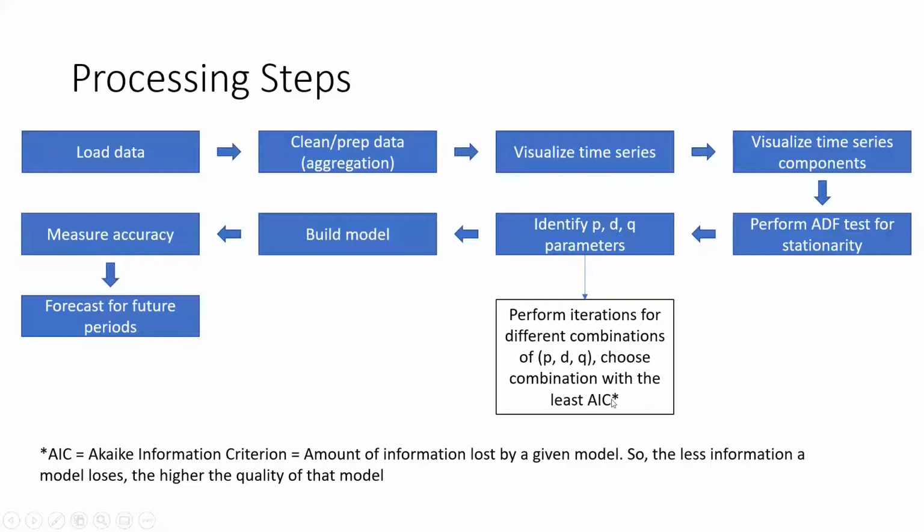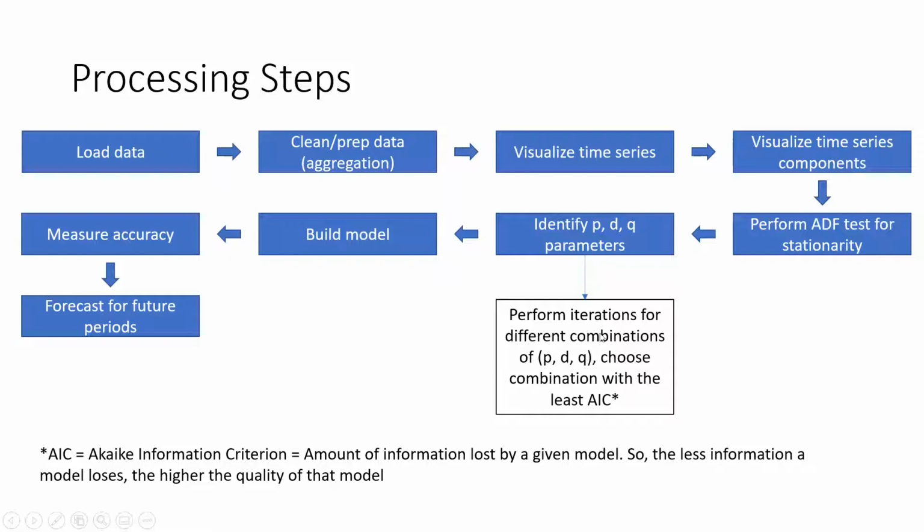Now AIC stands for Akaike information criterion. What this means is it quantifies the amount of information lost by a given model. So the less information a model loses, the higher the quality of that model. So this is sort of a relative measure.